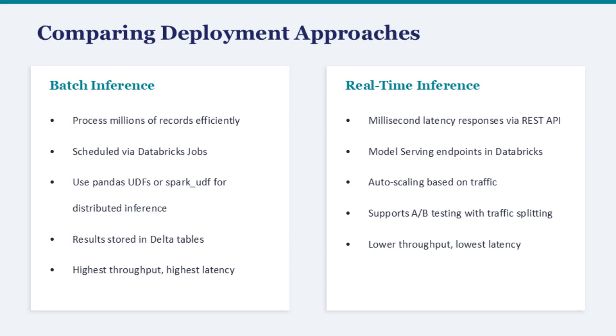On the other hand, real-time inference delivers millisecond latency through REST API endpoints. On Databricks, this is Model Serving. Endpoints auto-scale based on the traffic, so you don't need to manage the compute manually. They support A/B testing through traffic splitting, routing percentages of requests to different model versions. Real-time offers low throughput, but the lowest latency. When the exam describes a scenario needing instant predictions, like a web app recommender, the answer is real-time serving. And when it describes processing a large historical data set, the answer is always batch.